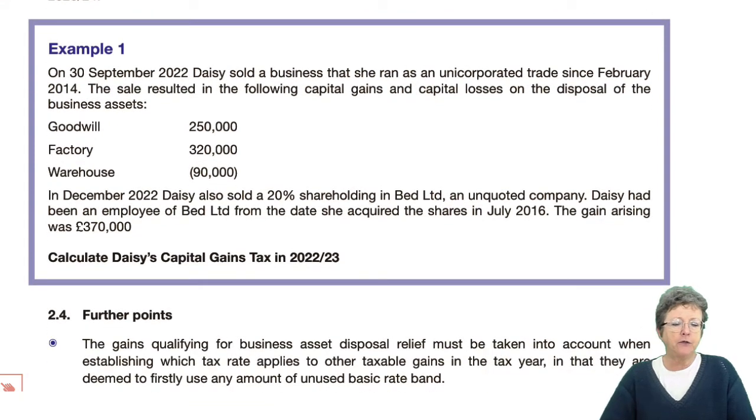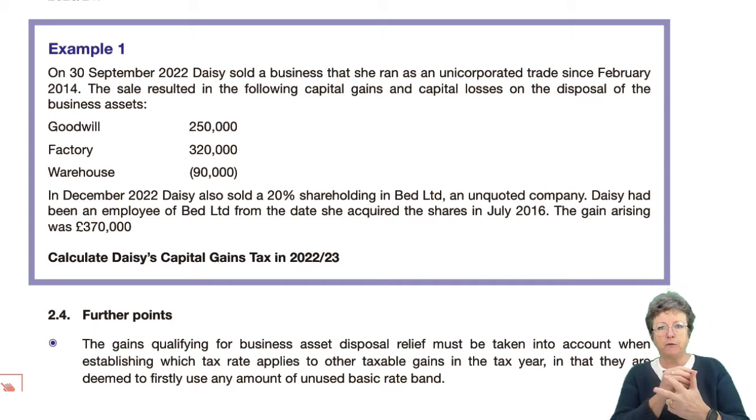Daisy, 30th of September, Daisy sold a business that she ran, unincorporated, tick. She sold the business, tick. She'd been in business since 2014, tick. She's fulfilled all those criteria. Whole or part of the business, it's sole trader, and she's had it for more than 2 years.